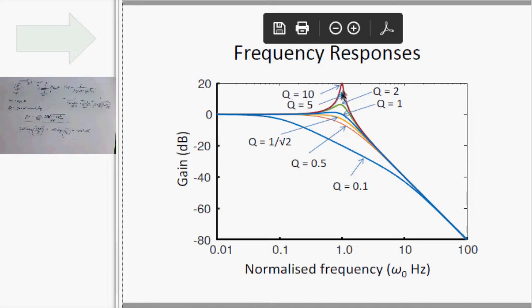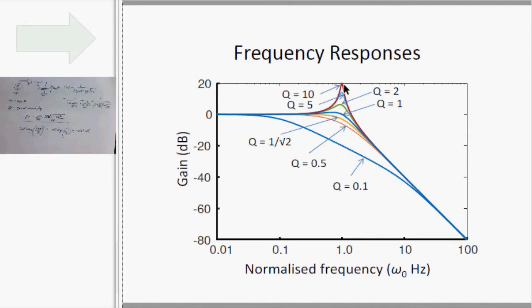Equally, when Q is 10, we can be 20 dB up, which you might find initially rather surprising. That suggests that this circuit is providing voltage gain. Around these frequencies, the amplitude of the output voltage is greater than the amplitude of the voltage being supplied by the voltage source. And yes, it is. This does happen.